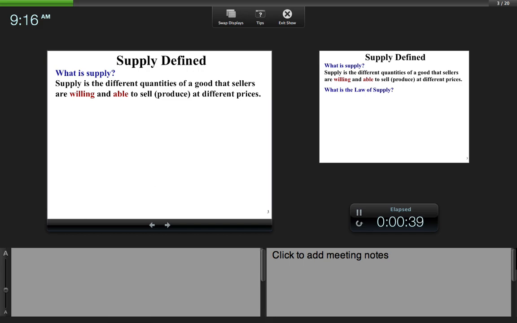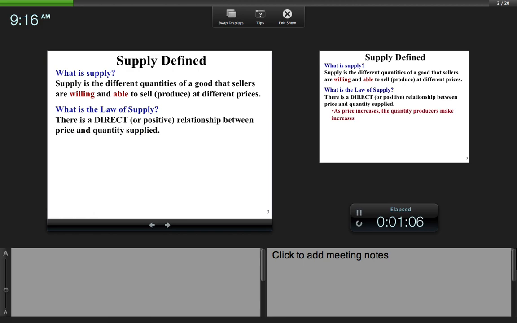Willing and able to sell or produce at different prices, right? We use the words sell and produce when we're talking about suppliers pretty much interchangeably because we're assuming that if you're going to produce something, you're going to want to sell it. The Coca-Cola company doesn't want to produce 500 million gallons of Coca-Cola so they can drink it all themselves. So the law of supply refers to what the supply curve looks like. There's a direct or positive relationship between price and quantity supplied.